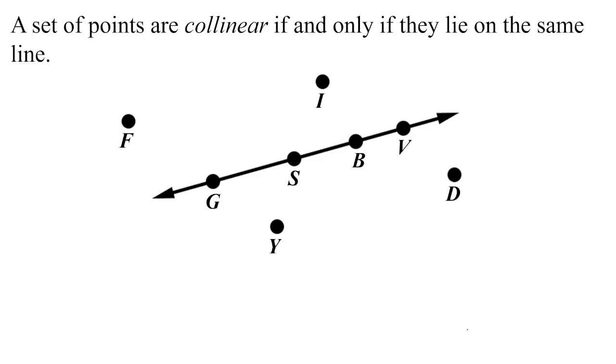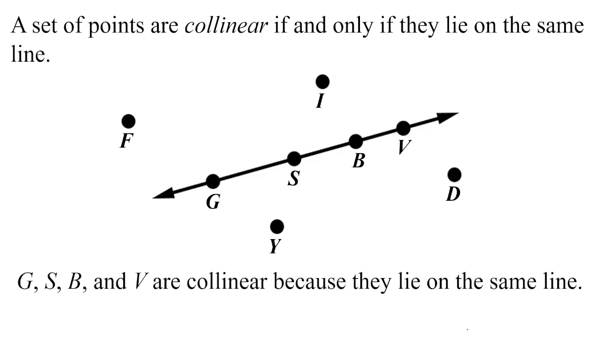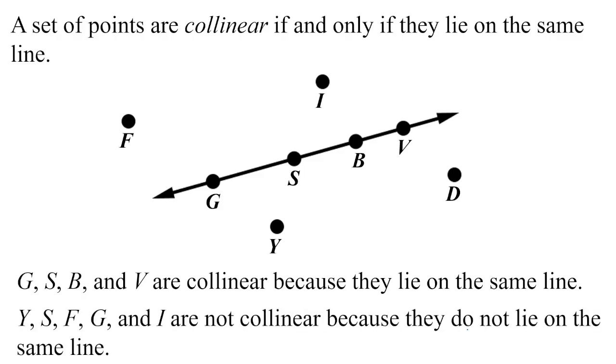A set of points are collinear if and only if they lie on the same line. So let's say you have this diagram. G, S, B, and V are collinear because they all lie on the same line. Whereas, let's say Y, S, F, G, and I are not collinear because all of them do not lie on the same line. Only G and S are on a line, but the rest of them are not on the line. Therefore, that makes them not collinear.